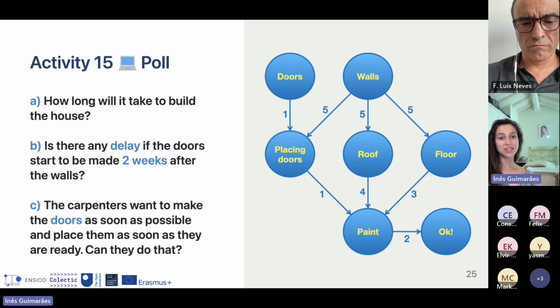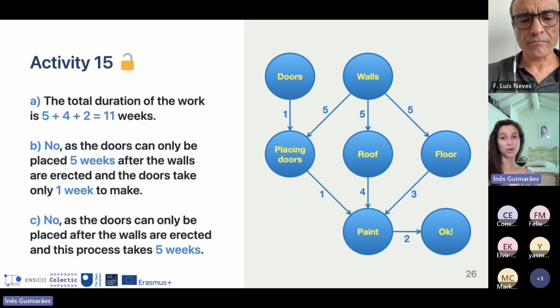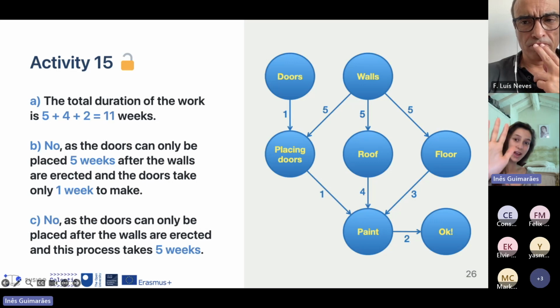However, the carpenters cannot place the doors as soon as possible, precisely because the walls take 5 weeks to erect, and we can only place the doors after we have the walls. We cannot place the doors after just 1 week. We need to wait 5 weeks. Okay? So congratulations, because everybody got this right.